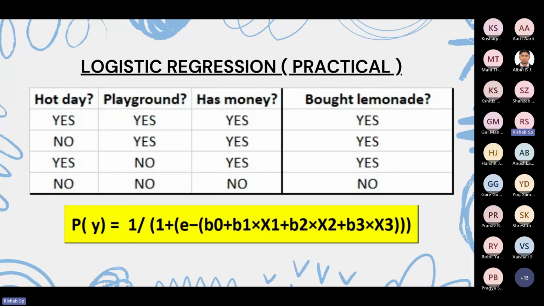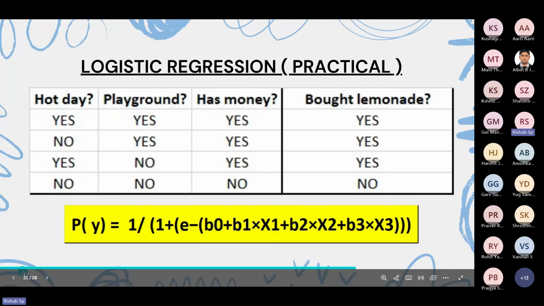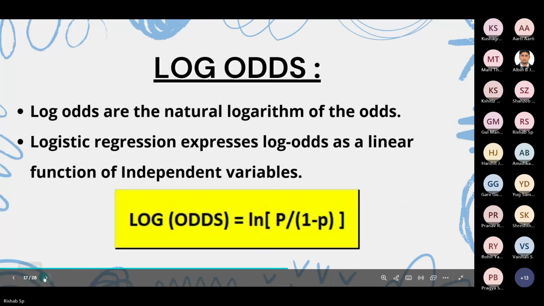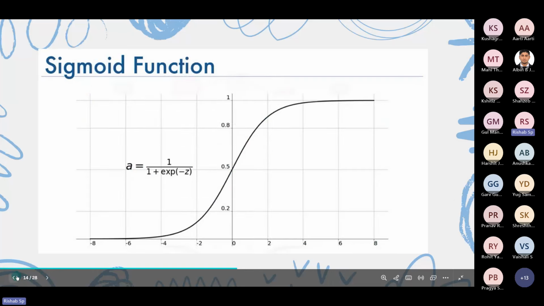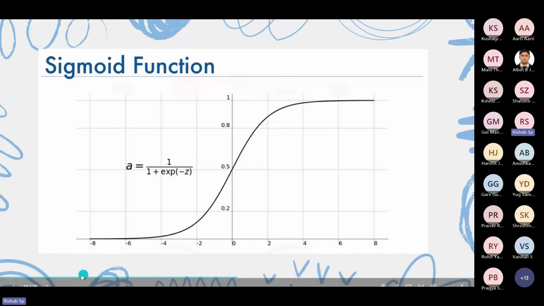Next we discussed odds and log odds. What is odds? Probability of something happening divided by probability of the same thing not happening. Log odds is the log of probability of something happening divided by probability of it not happening. This is the same equation we used in logistic regression, where z is basically the linear regression formula.